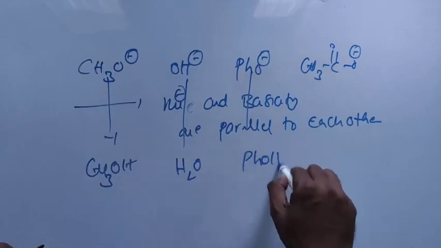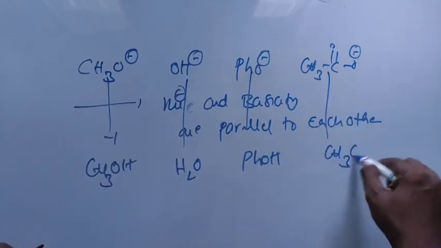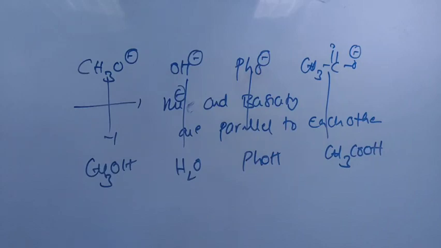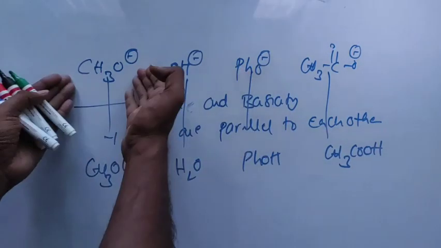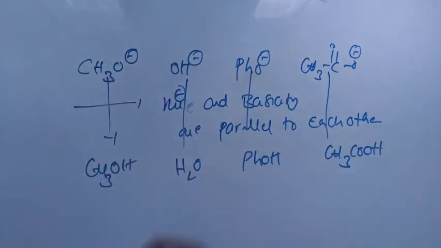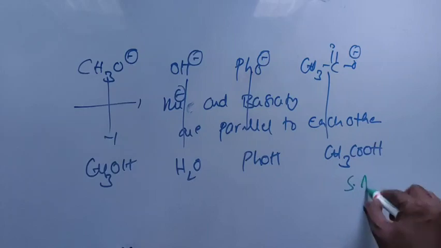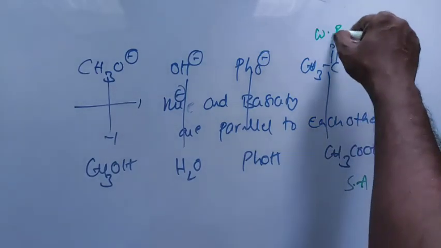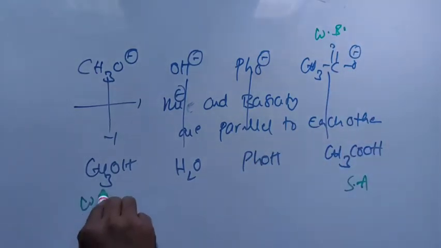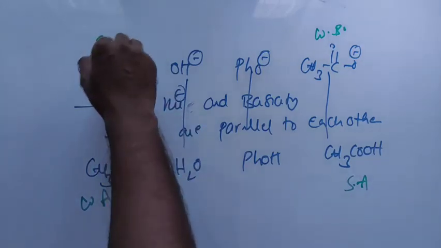Acid is going to be phenol. Acid is going to be acetic acid. So these are the acids of these bases. These are the conjugate bases and these are the acids. And by using just common sense, we can decide which is the strong acid. Therefore, you can easily find this is going to be a strong acid, whereas the corresponding base is going to be weak. This is going to be a weak acid, whereas the corresponding base is going to be strong.